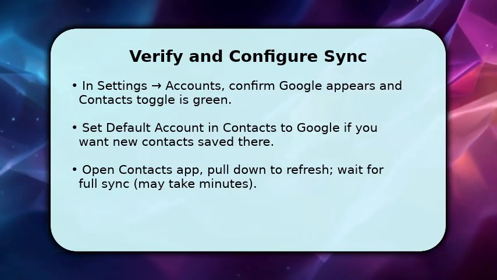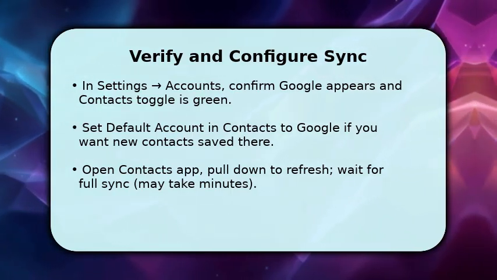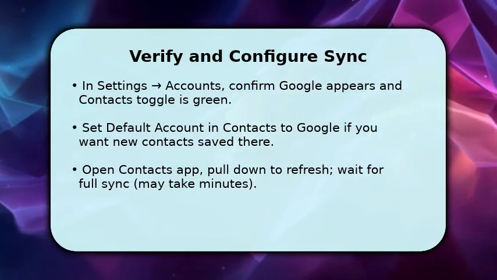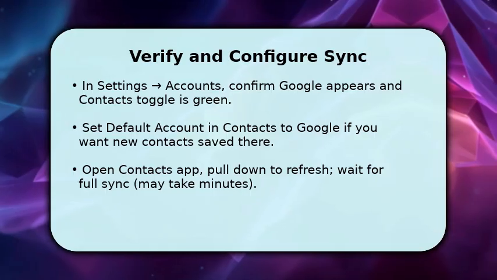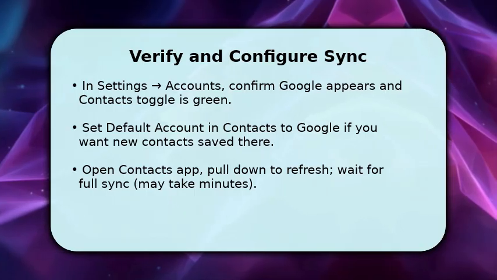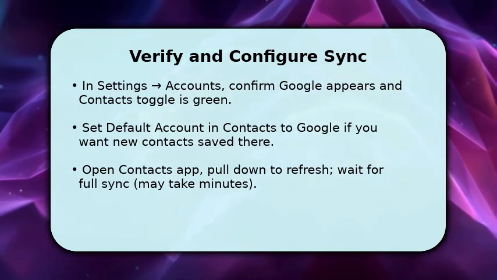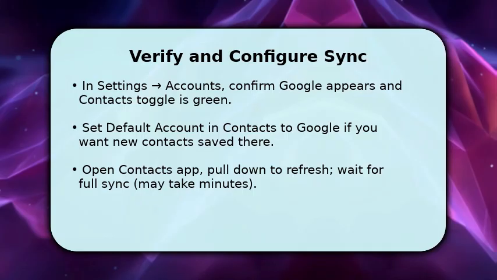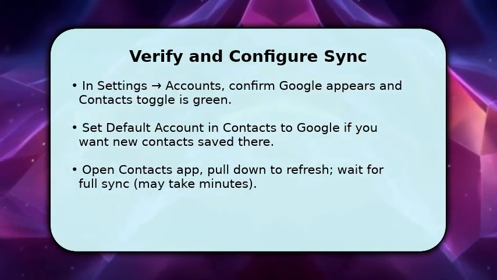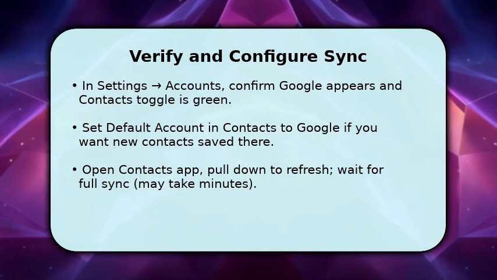Next, set your default account in Contacts if you prefer new entries saved to Google rather than iCloud. This avoids split lists. Open the Contacts app and pull down to refresh. iOS will fetch entries and labels. Make sure you give it a few minutes for large lists and avoid toggling rapidly, because that can interrupt the initial import. Finally, inspect your Contacts app to confirm entries and any Google labels or groups.